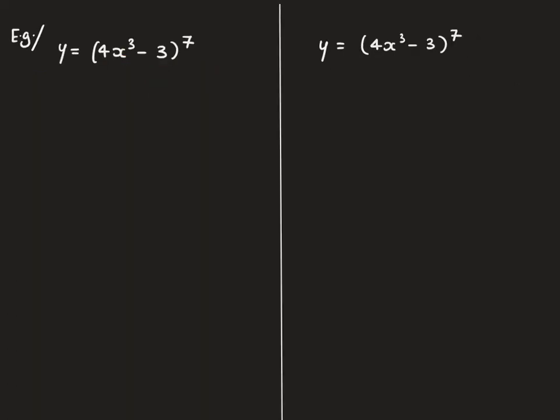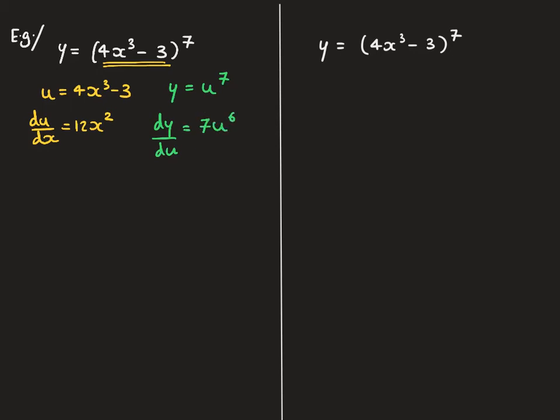We're going to do one last example. We'll use both methods again. So the long format, first of all, identify the inner function here. u is equal to 4x cubed minus 3. Write out y in terms of u. y is u to the power of 7. And differentiate. du by dx is 12x squared, and dy by du is 7u to the power of 6.